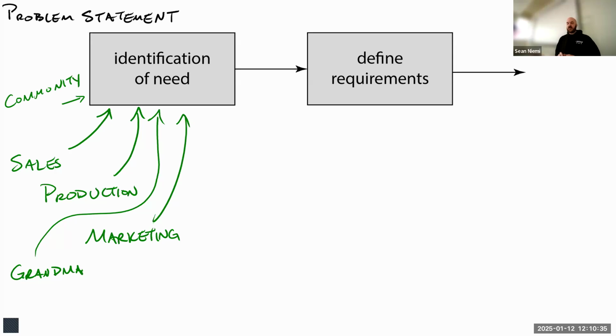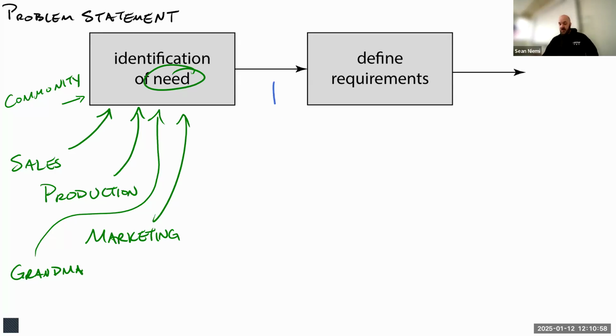Like I said, a lot of different things are going to say, hey, there is something that I need. There's a problem that I have. There is something missing that would make my life easier, et cetera. So we have to come up with what our problem is first. And that is the first step of the design process.